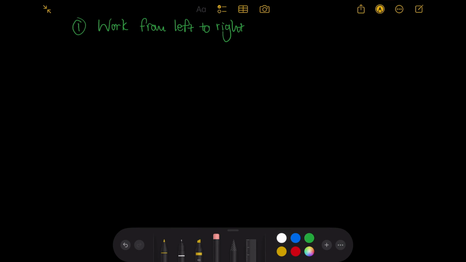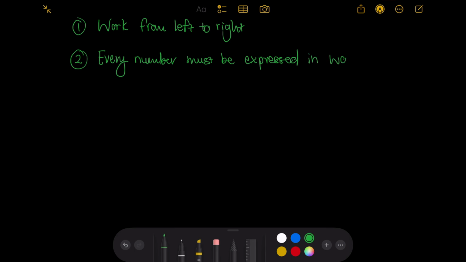Then in addition to that, another important rule that we have to remember is that every number must be expressed in words. So at no point can you actually use digits when you are expressing your actual number. They must all be in words, right?